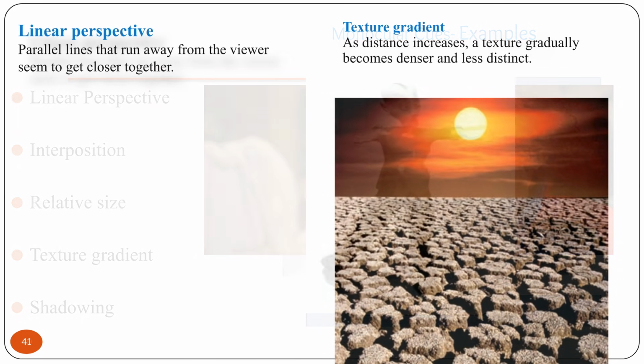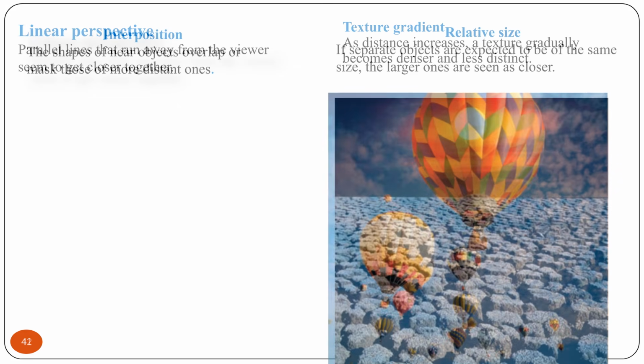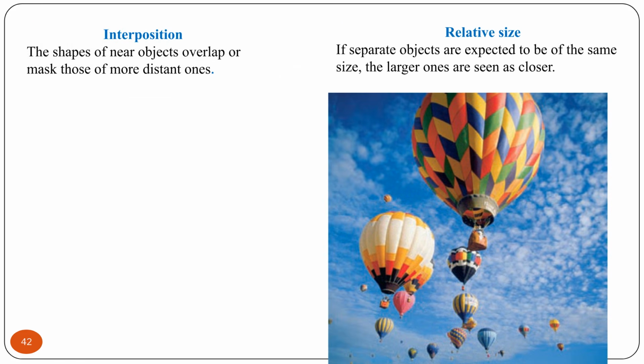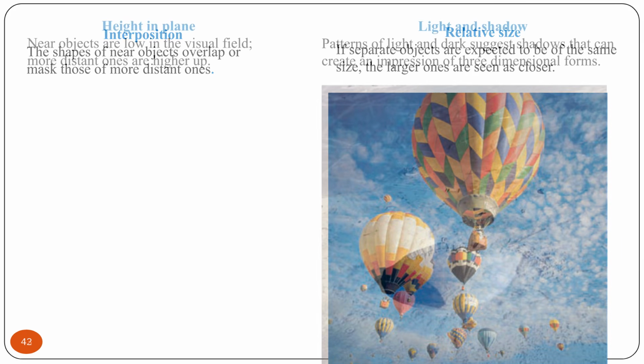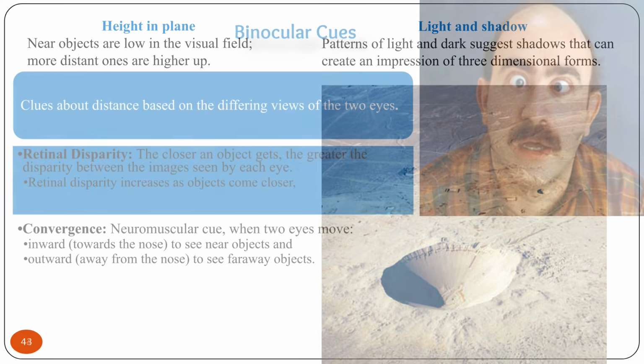Linear perspective is when parallel lines moving away from the viewer appear to converge. Texture gradient makes textures appear denser and less distinct as distance increases. Interposition means that nearer objects overlap and mask those further away. Relative size suggests that if objects are expected to be the same size, the larger ones are perceived as closer. Height in the visual plane indicates that near objects are lower in the field of vision, while distant objects are higher up. Light and shadow patterns create the impression of three-dimensional forms.